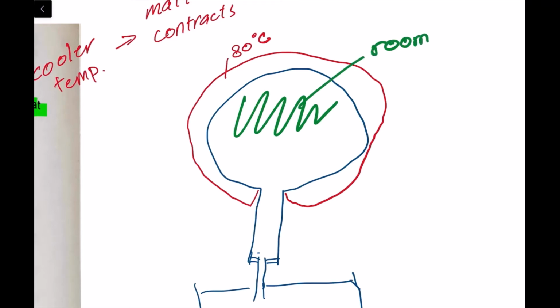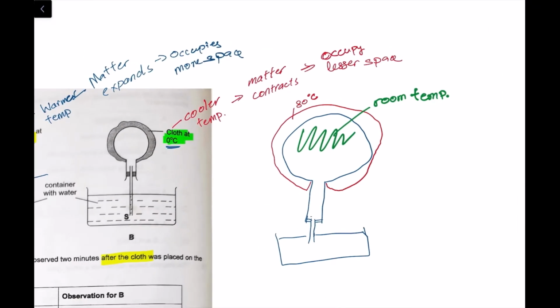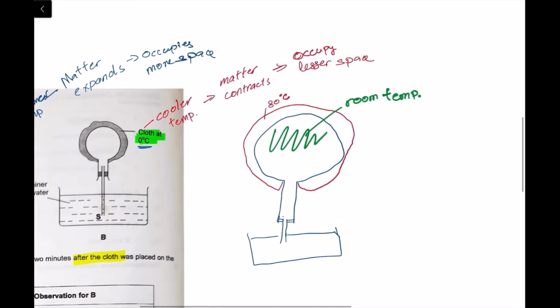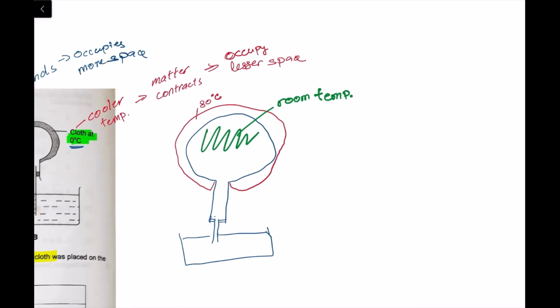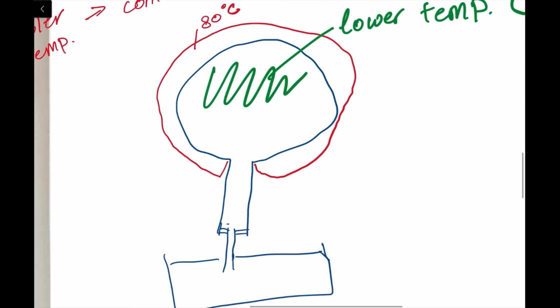Although they didn't state this, I'm saying it's at room temperature for the sake of explanation, but you can't assume it's at room temperature unless it's given in the question. So just take note of that. Or rather, to make it simple, I'll just say it's at a lower temperature, which is just less than 80 degrees Celsius. So this gas, when it comes in contact with the warmer surface of the cloth, gains heat, causing it to expand.